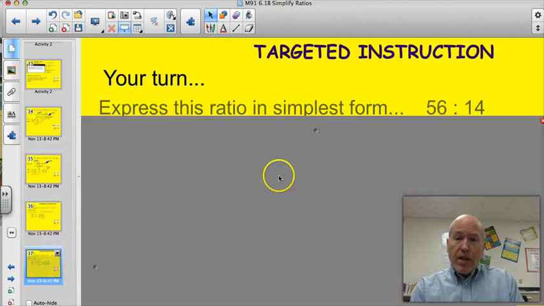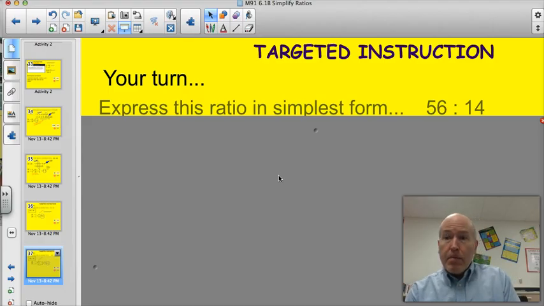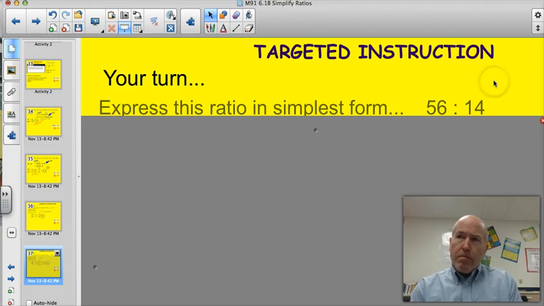All right, try this one. 56 to 14. Okay, let's see how you did.